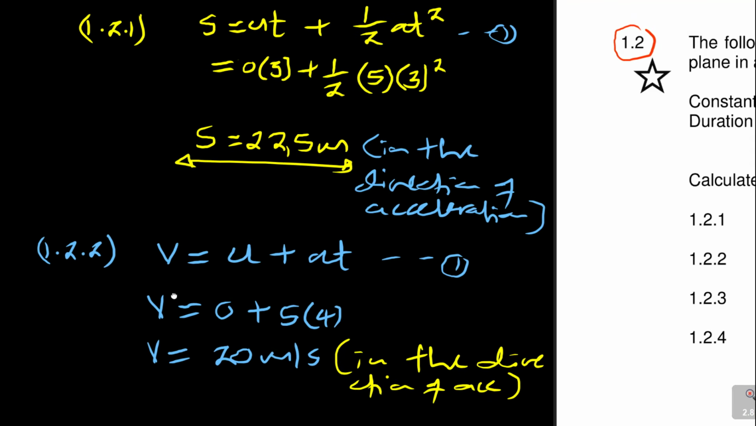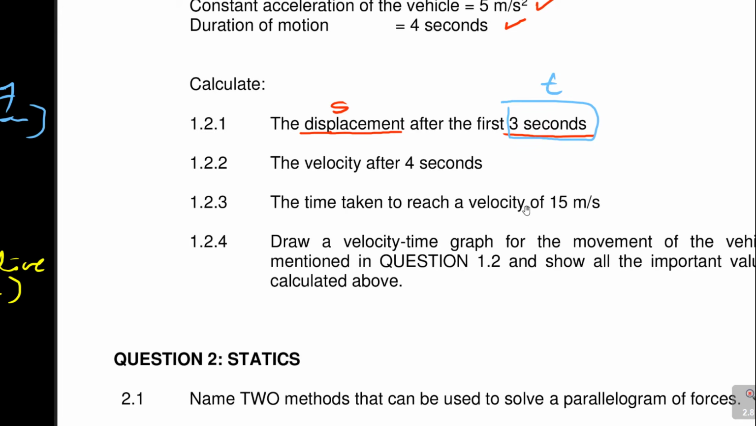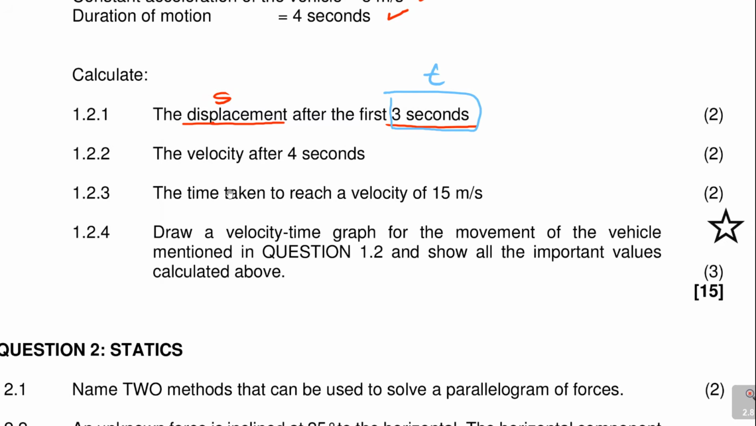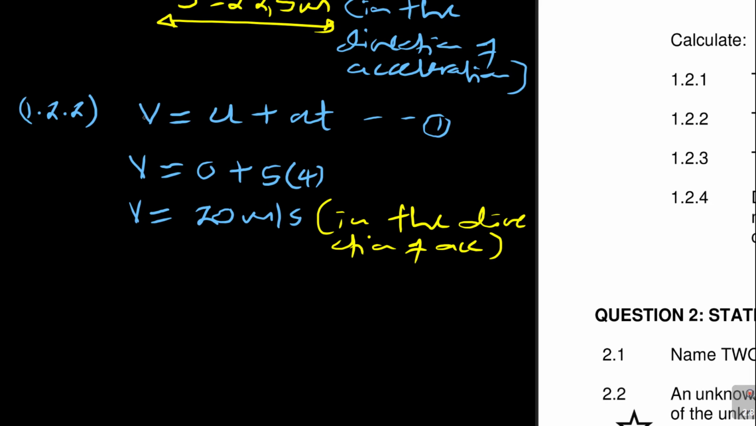This was very simple. Alright, now let's go to 1.2.3. The time taken to reach a velocity of 15 meters per second. How many marks? 2 marks. The time taken. Now they want t. And then the velocity they tell you. Are you with me? You can still come back to the same formula.